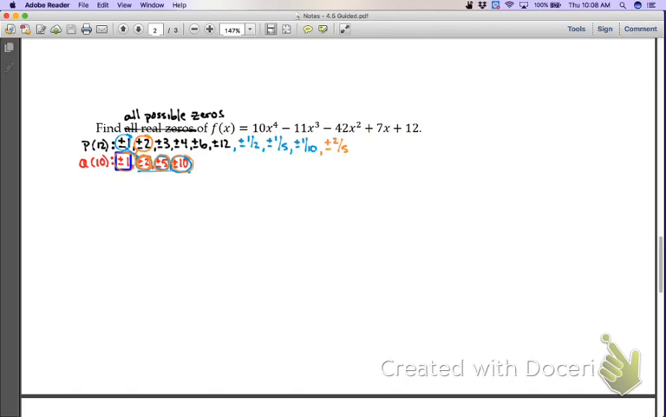So I'm going to do the same thing, but now I'm going to do it with the 3. So with the 3, I'm going to take 3 and divide it by 1. Do I need to add that number to my list? No, because I already have it. What about 3 divided by 2? Do I have 3 over 2 in my list? Nope. So 3/2. Do I have 3 over 5 in my list? No. So plus or minus 3 over 5.